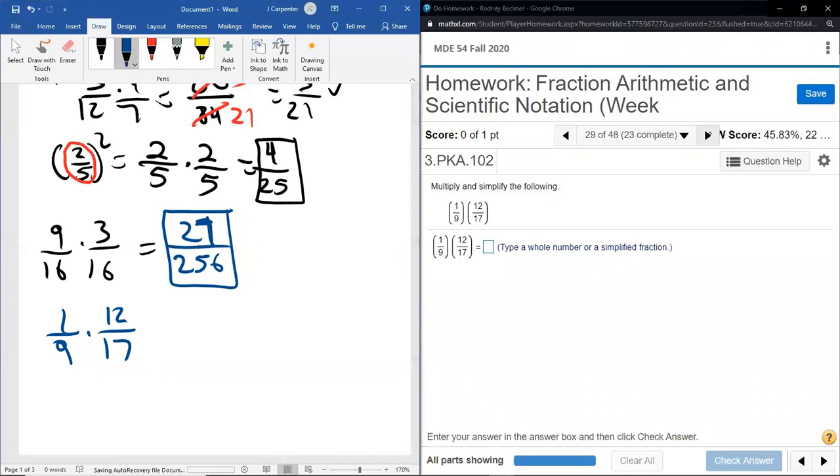9 and 1 can't reduce. 12 and 17 can't reduce. 1 and 17 can't reduce, but 12 and 9 can. 3 goes into 9 3 times, and 3 goes into 12 4 times. Then you multiply straight across. 1 times 4 is 4.